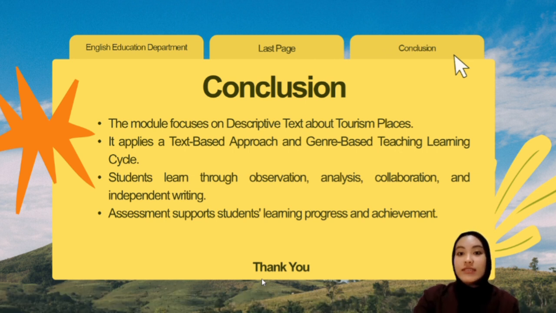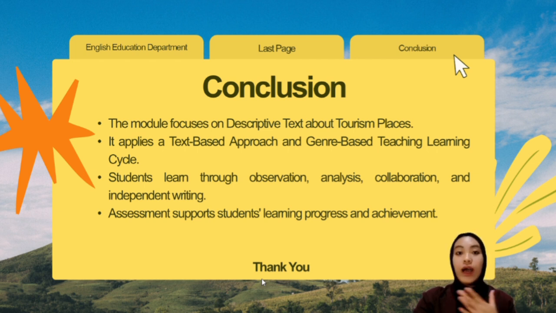In conclusion, this teaching module focuses on teaching descriptive text with the theme of tourism place. The module applies a text-based approach and the genre-based teaching learning cycle to support students' learning. Students learn through observation, text analysis, collaborative activities, and independent writing. In addition, the assessment system is designed to support students' learning progress and evaluate their achievement effectively.